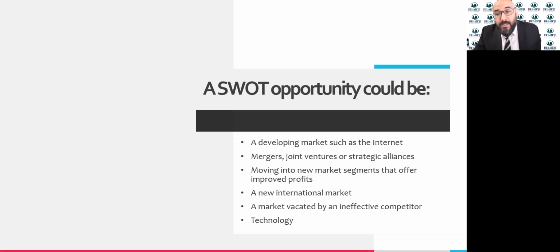Moving into a new market segment could be an opportunity for you. A new international market is also an opportunity for you. A market vacated by a competitor: if a competitor leaves a market, that leaves more opportunity for you to compete in the market. Technology will also provide an opportunity that will help you to compete, and that is considered an opportunity for you.